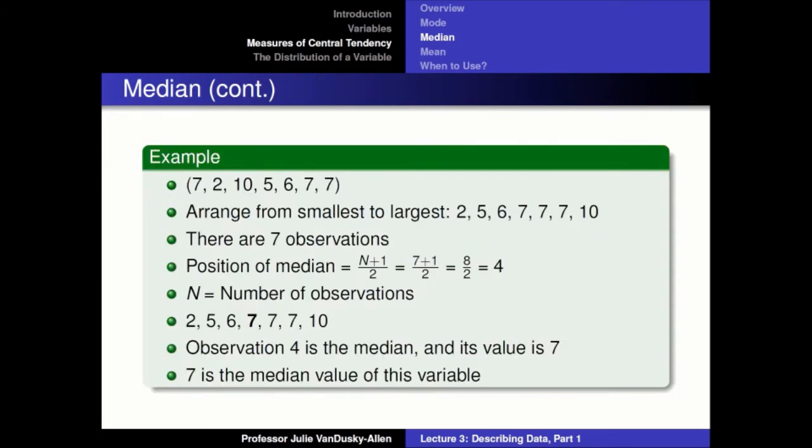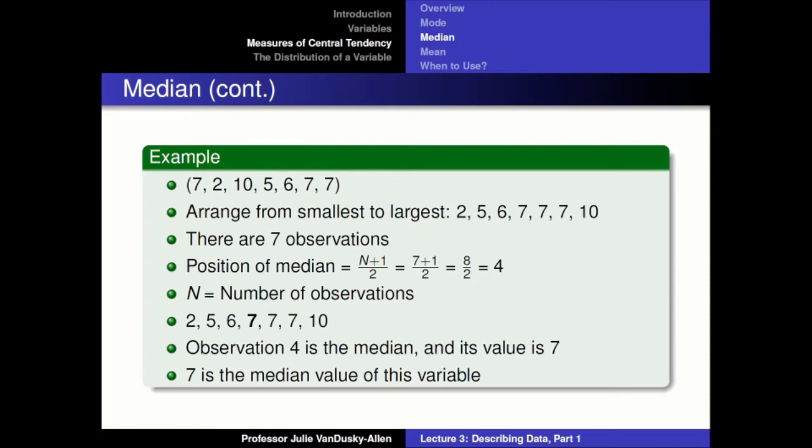Going back to our simple example, imagine we tried to find the median for the variable that took on the following values: 7, 2, 10, 5, 6, 7, 7. I would start by arranging the values from the smallest to largest. Then I could count the number of observations: 1, 2, 3, 4, 5, 6, 7.